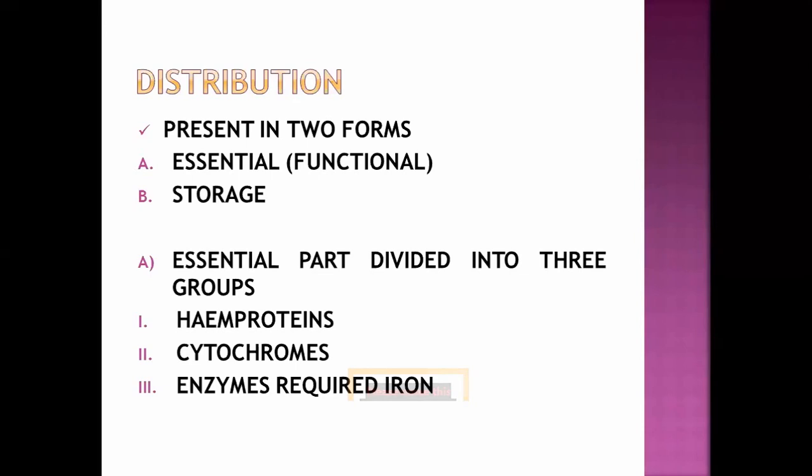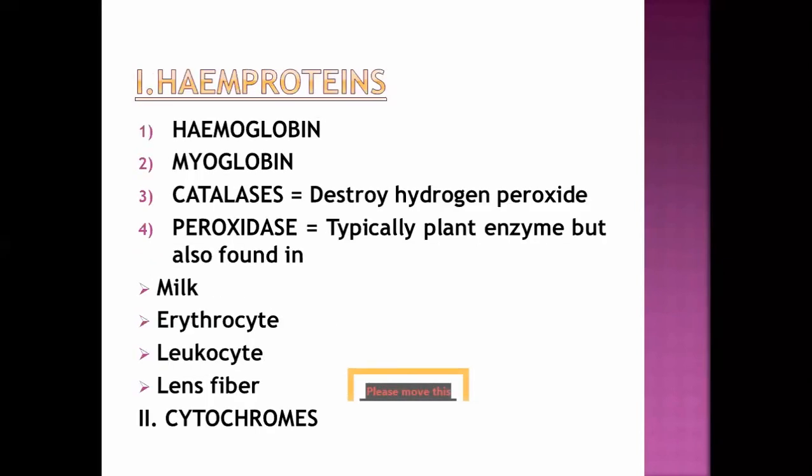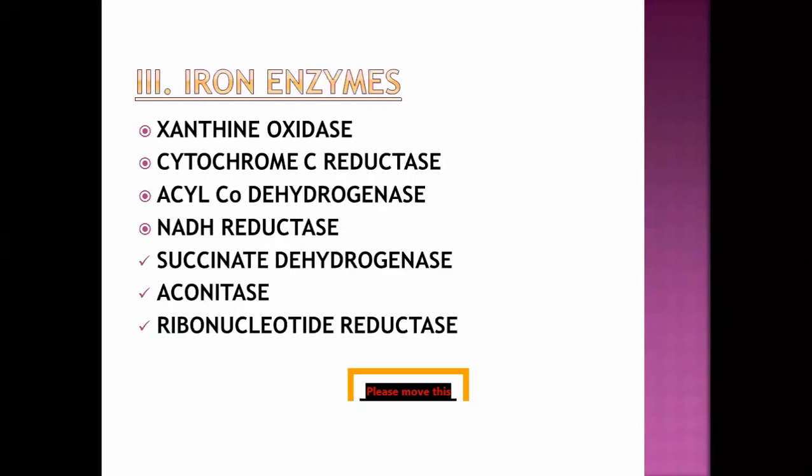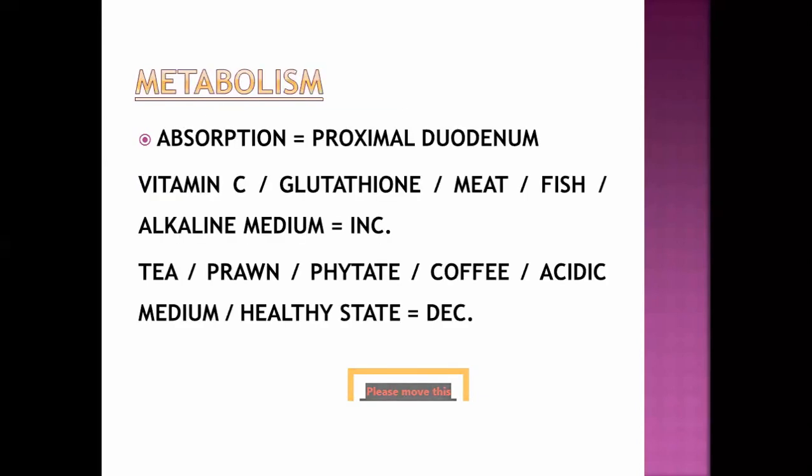Distribution: iron is present in two forms, essential and storage. Essential is the functional form, further divided into three portions: heme protein, cytochrome and enzyme. What are the forms of heme protein? Hemoglobin, myoglobin, catalase and peroxidase. Cytochrome and iron dependent enzymes: 4 are major and 3 are minor, already discussed. The storage form is ferritin and hemosiderin.